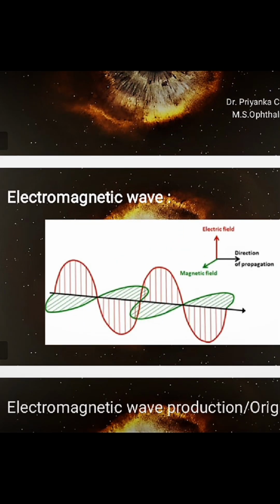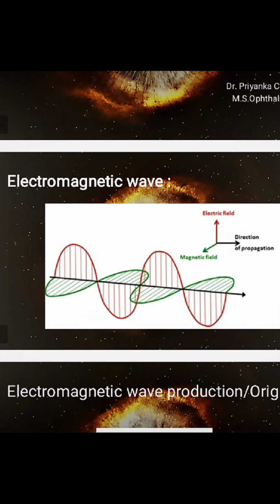So what are electromagnetic waves? The word electromagnetic is made up of two words, electric and magnetic. So the wave is made up of two waves, an electric wave and a magnetic wave. These electric and magnetic waves travel in the same direction but perpendicular to each other. You can see here in red, it is the electric field, and in green, it is the magnetic field. They are traveling perpendicular to each other but in the same direction.